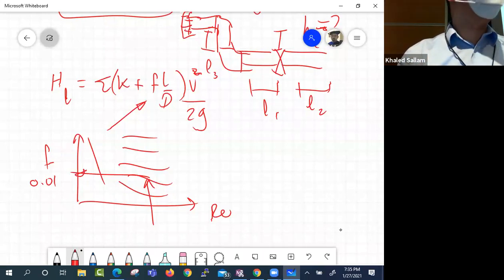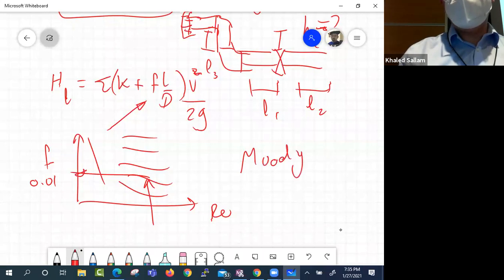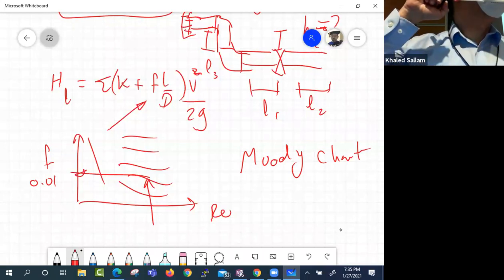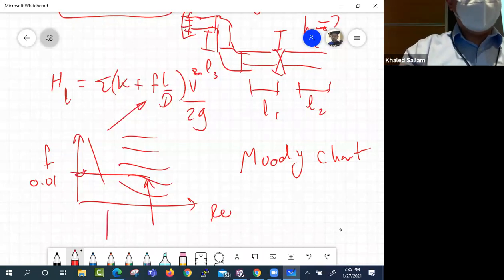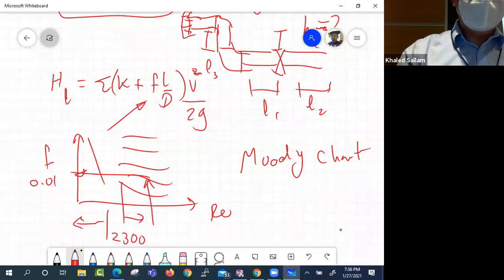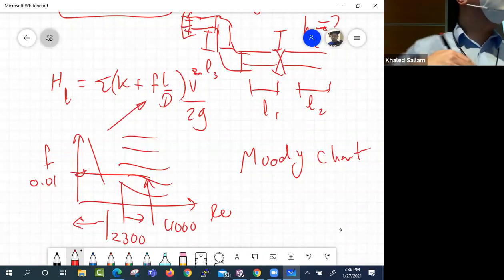And more important, what is this chart? This chart has a very famous name. Excellent. This is a Moody chart. And you should remember then what those curves are for. Why there were so many curves? No, the laminar is this range, which was the Reynolds number less than 2,300, and the turbulence was for this range, where the Reynolds number is above 4,000. But what are those curves for?